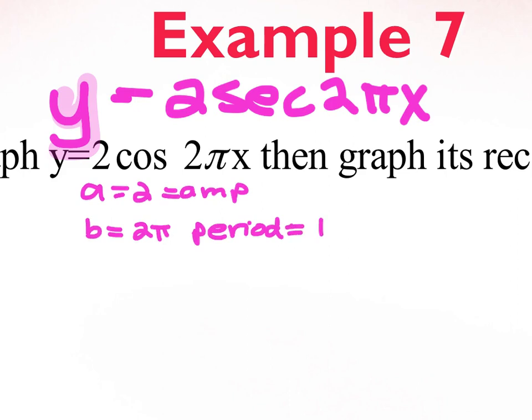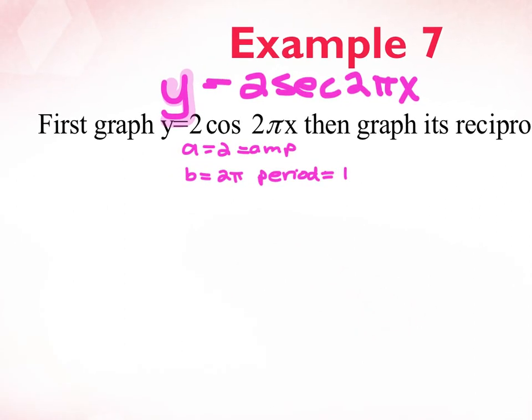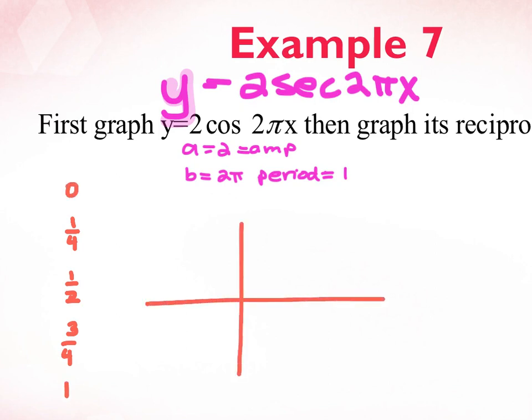There's no phase shift, but if there was, I'd have to account for the phase shift. There's no vertical shift, but if there was, I'd have to account for the vertical shift. So just realize all of that can be part of it. So then my quarter point, half point, 3/4 point would be 1/4, 1/2, 3/4. First point is 0, last point's the period, which is 1. Go to your graph. First one 0, 1/4, 1/2, 3/4, 1.